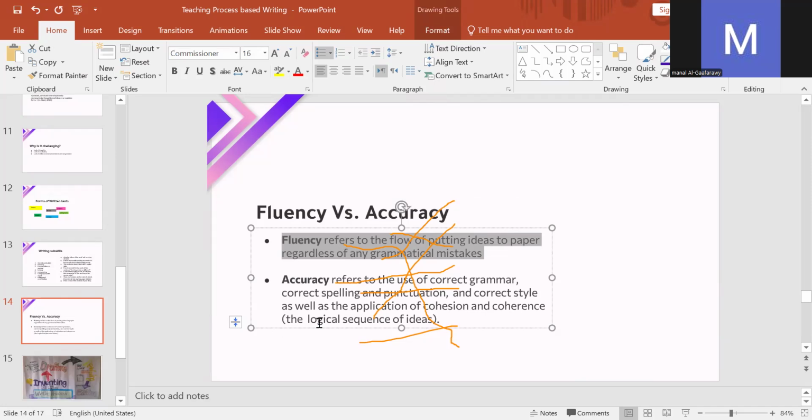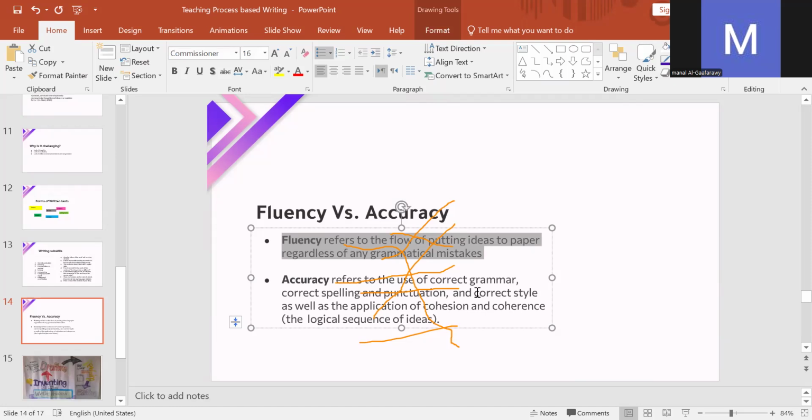Okay, so we need to raise our awareness regarding significant concepts related to writing: the concept of fluency and the concept of accuracy. And your job as a teacher, teaching writing and designing tasks and activities for your students to write, would you focus on fluency at all stages or accuracy? Or would you focus on accuracy at all stages or fluency?